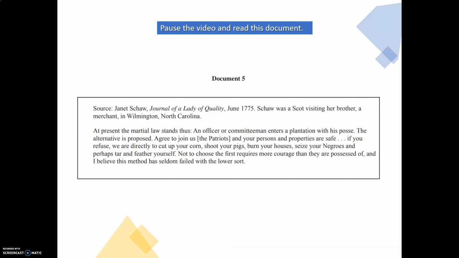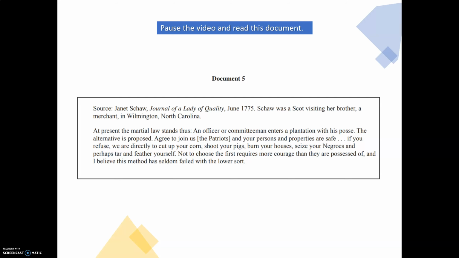So document 5 is from a Scottish woman, so a British woman in other words. She's visiting her brother in Wilmington, North Carolina. Now we know that the South was more pro-loyalist, and the Patriot cause was weaker there than it was, say, in New England.